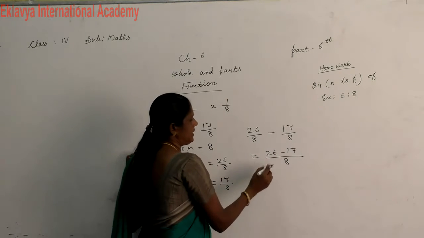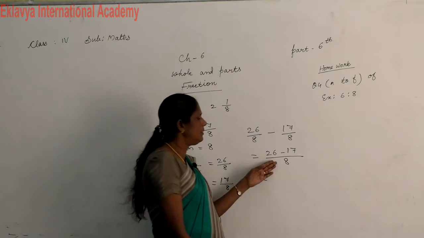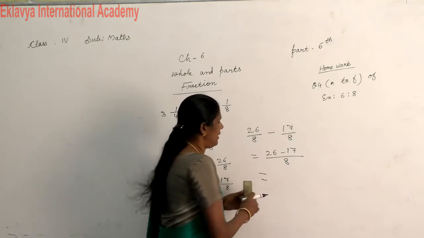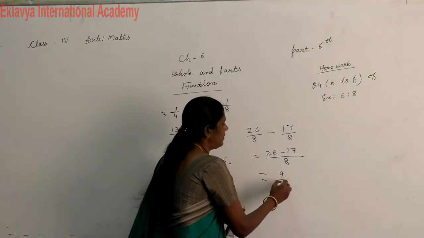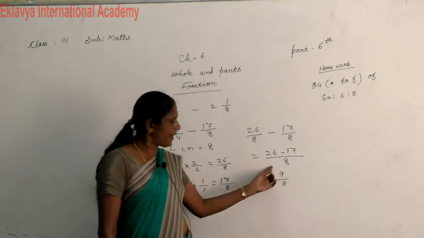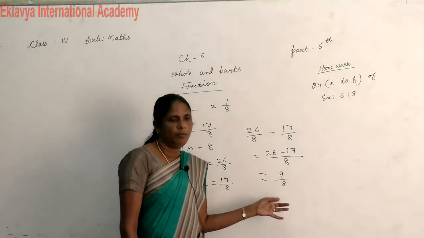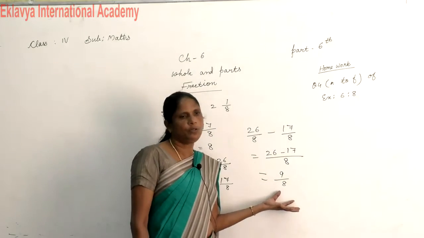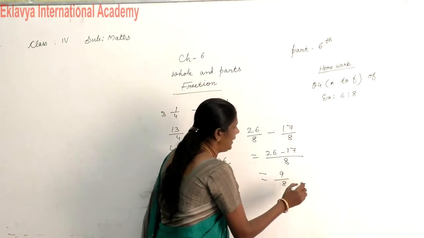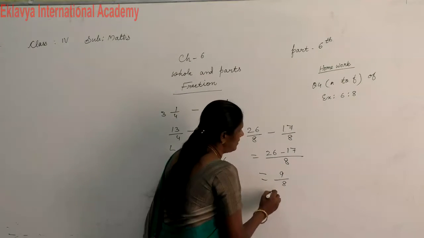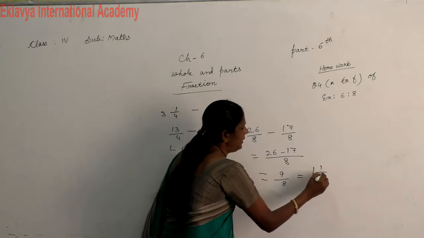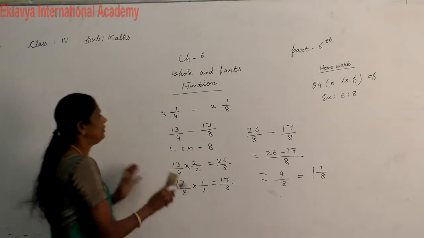Then our answer is 6. 7 take away from 6, is this possible? No, you cut, this is 9. 9 by 8. Our answer is 9 by 8. Which fraction is this? Improper fraction. First you convert improper into mixed. We divide this. Answer is 1 1 by 8. Understand?